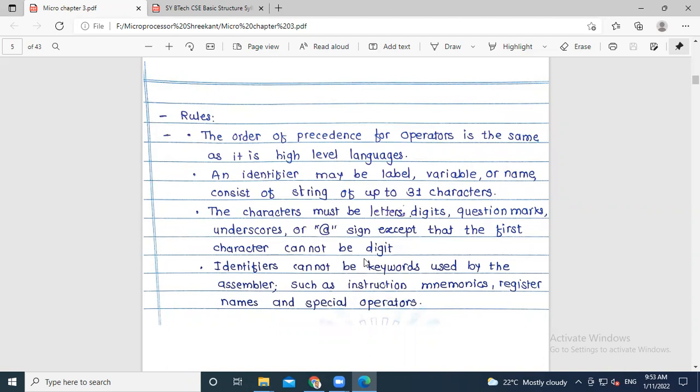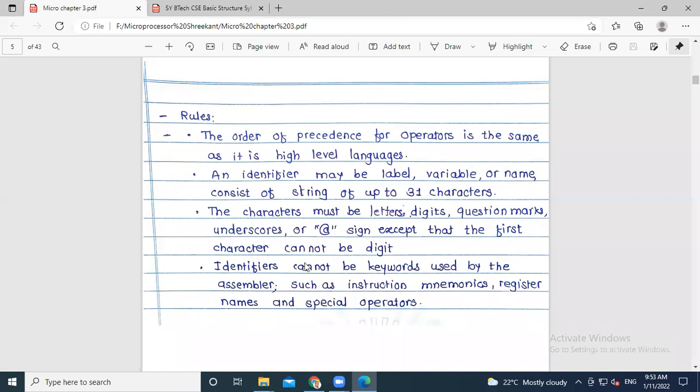And identifiers cannot be keywords. Keywords are different, identifiers are different. Identifiers the user can create. Keywords are built in, that is fixed with the tool. So identifiers cannot be keywords, because if you use a keyword as an identifier, the compiler will get a conflict. It cannot tell whether it is an identifier or a keyword.